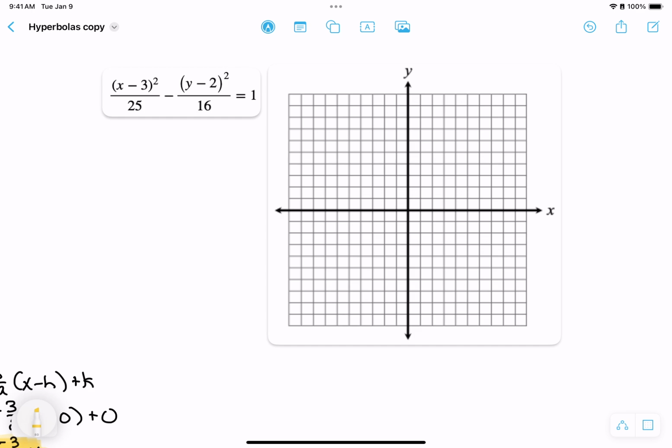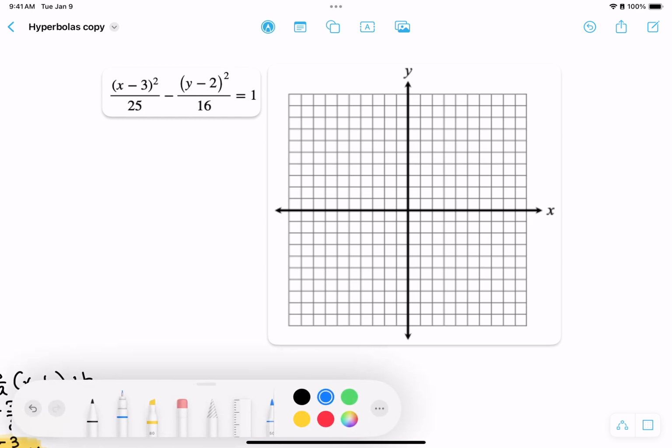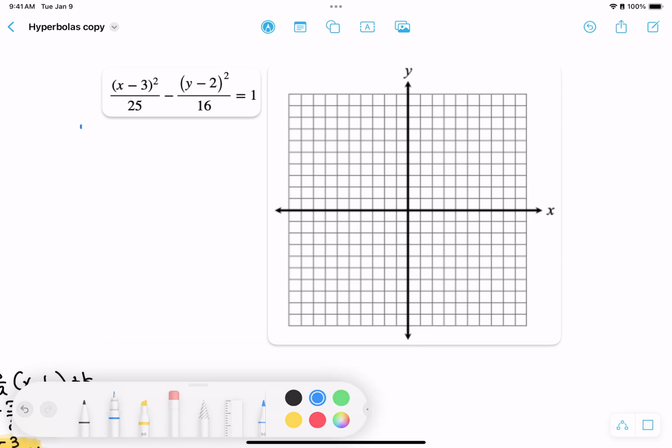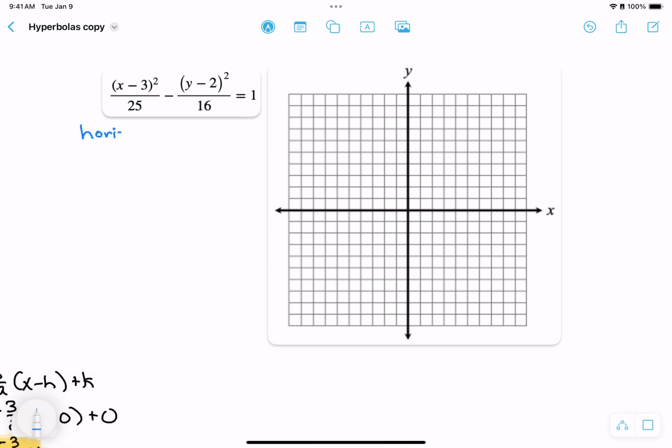So I guess if you had an insanely mean teacher, they could do negative (y minus 2) squared over 16 plus (x minus 3) squared over 25. That would be really mean, though. Even your teacher can't be that mean. I enjoy crying children, but I don't want to break you. I already have.